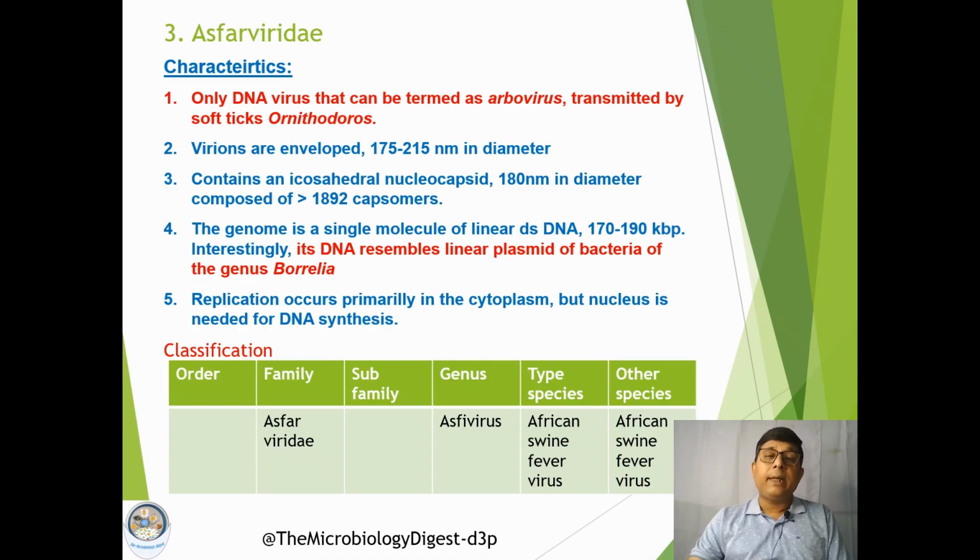Next family is the Asfarviridae. This is also an enveloped double-stranded DNA virus, and it is the only DNA virus which can be termed an arbovirus. The genome is double-stranded DNA, and it resembles the linear plasmid of Borrelia. Replication mostly occurs in the cytoplasm, but the nucleus is required for this process. It has only one virus, and it does not have any subfamily. The genus is Asfivirus, and the single species under this genus is the African swine fever virus.